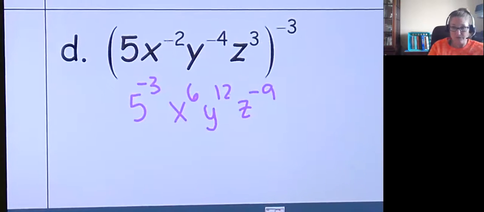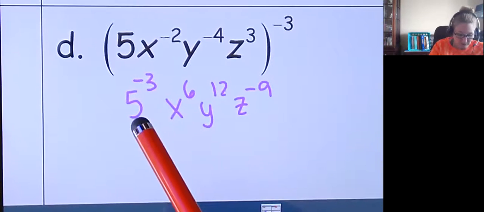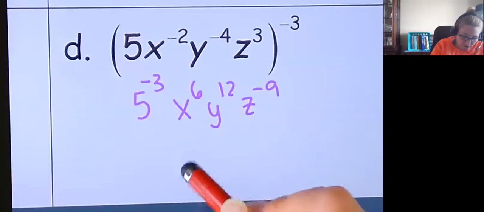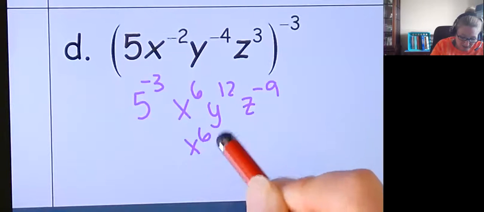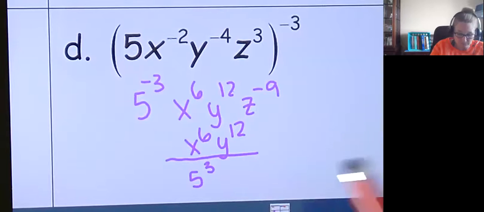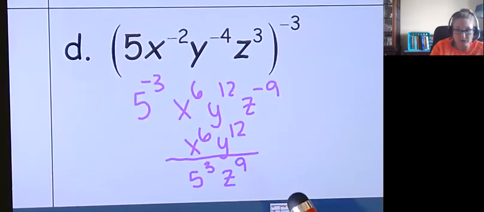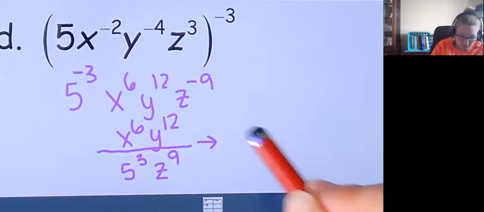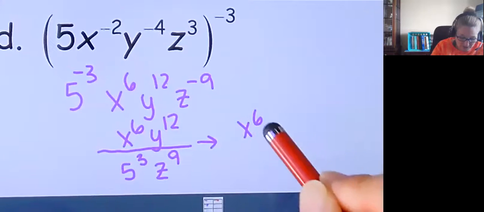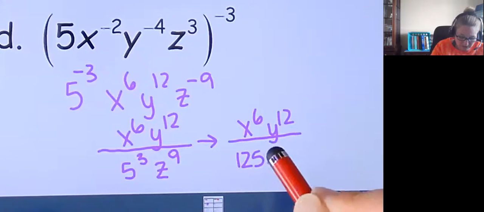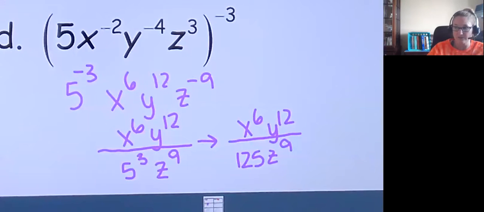So now I have 2 of these that I need to move. I'm going to need to move my 5 to the negative third and my z to the negative 9th. So my x to the 6th is going to stay, my y to the 12th is going to stay, my 5 to the third is going to move to the bottom, and my z to the 9th is going to move to the bottom. Now the very last thing I need to do, I need to work out 5 to the third. And if you do that on your calculator, it is 125. So I'm going to get x to the 6th, y to the 12th, over 125 z to the 9th. And that's your answer.